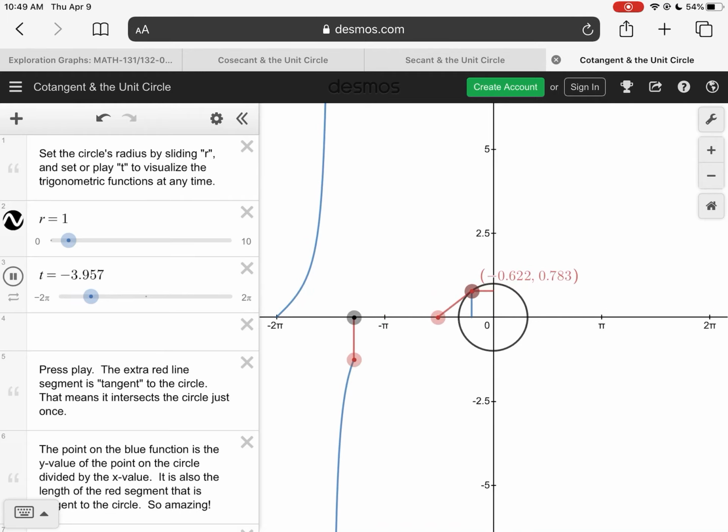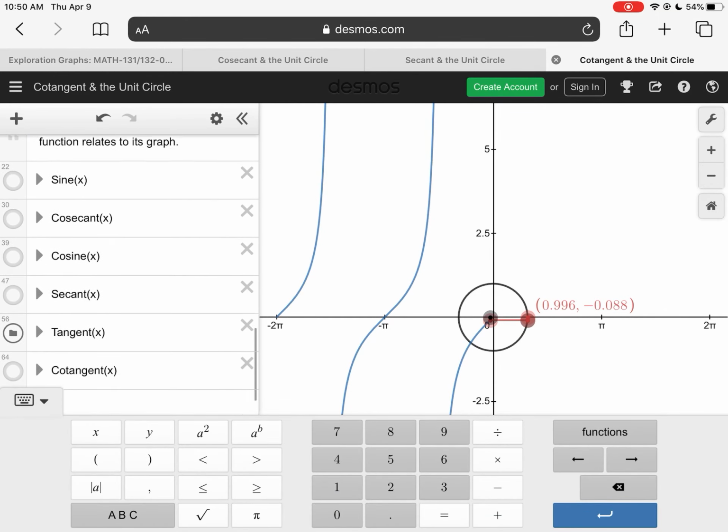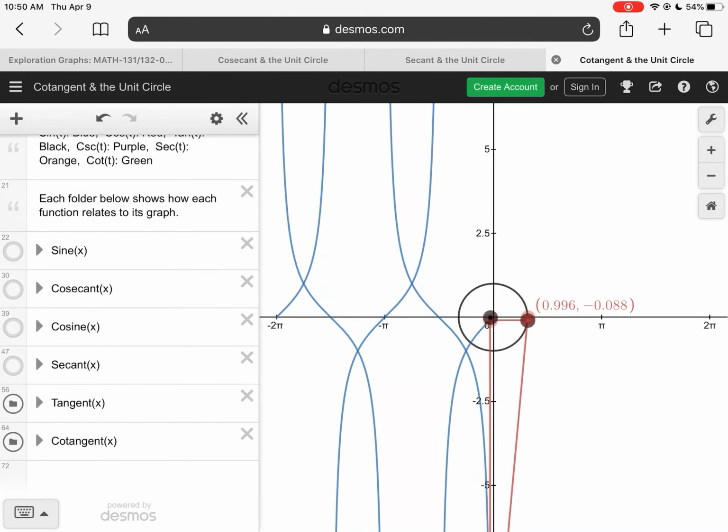Cotangent, similar relation. We see a similar relation between tangent and cotangent that we saw between the other ones. Now, it ends up being slightly different, but you can see here, it looks very similar to the tangent curve, and it just ends up being the reciprocal of the tangent curve. And so I'm going to come down here and turn on cotangent.